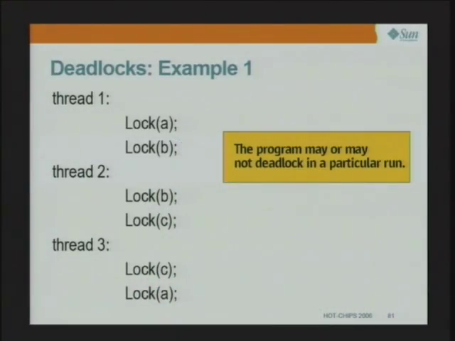In the next few slides, I want to show you some really simple examples of deadlocks. The first one is the typical one. You have locks. Thread 1 tries to lock variable A, then tries to lock variable B. Thread 2 does B first, then C, and thread 3 does C and A. So there forms a circular wait. There's deadlock. But the program may or may not deadlock in a particular run. So a tool needs to detect, even if there's no deadlock in a particular run but there's potential deadlock, a good tool needs to detect that.